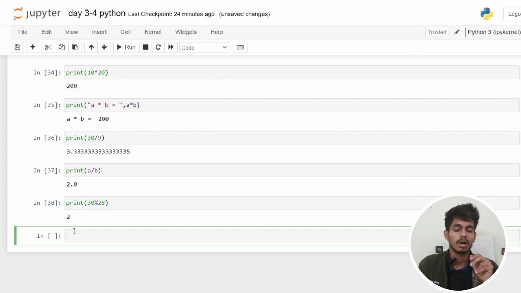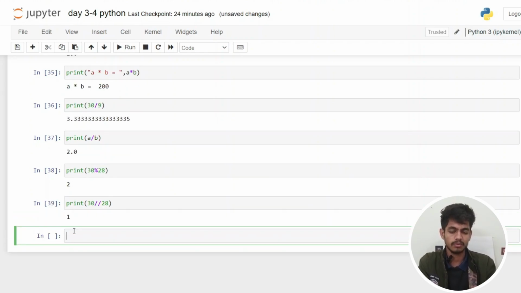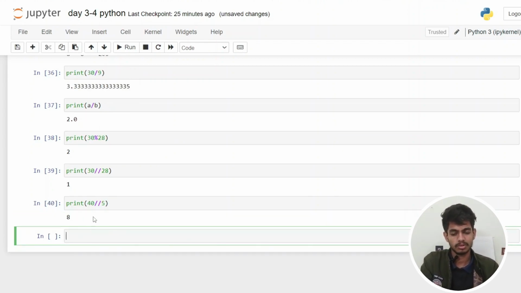If you want to find the quotient of the particular division, we take the example print 30 floor-divided by 28, so we are getting one here because 28 goes into 30 one time. If you want to check a different example, 40 divided by 5 will give you 8, because 5 goes into 40 eight times.